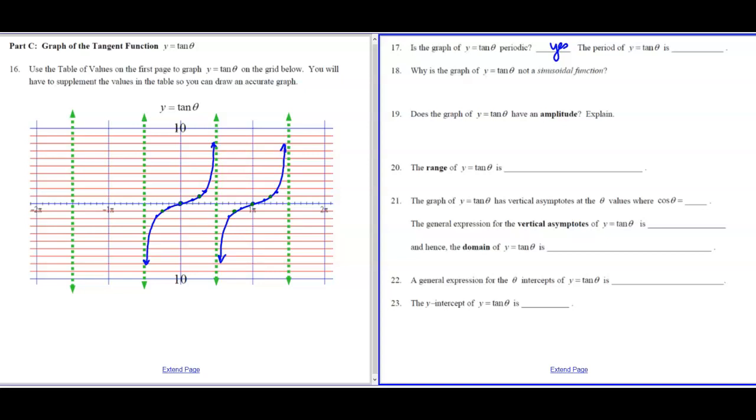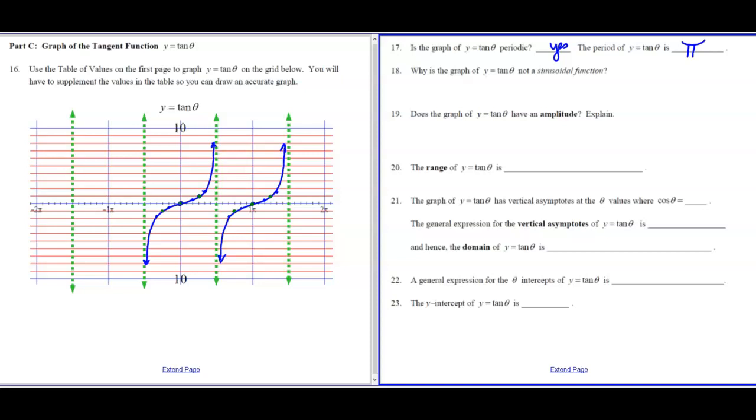Pi. It's half as much. Okay? It's the distance between these asymptotes, because that's the part that repeats. So for tan, the period is pi. The sine and cos, the period is 2 pi. Tan is pi. Memorize it.